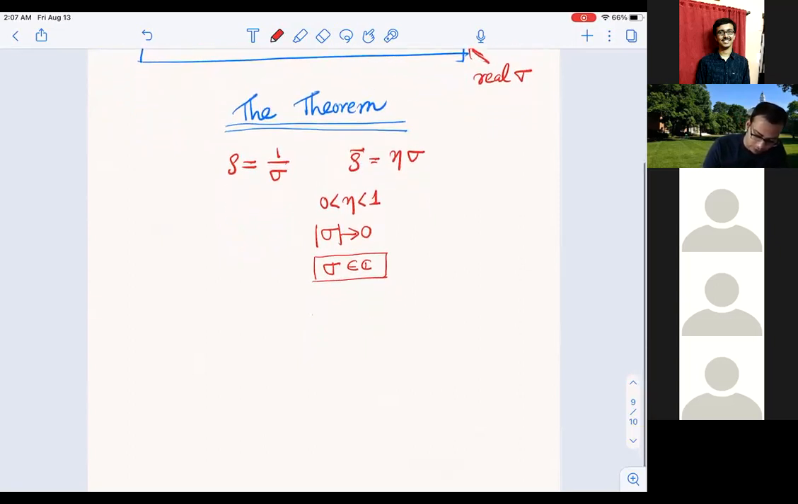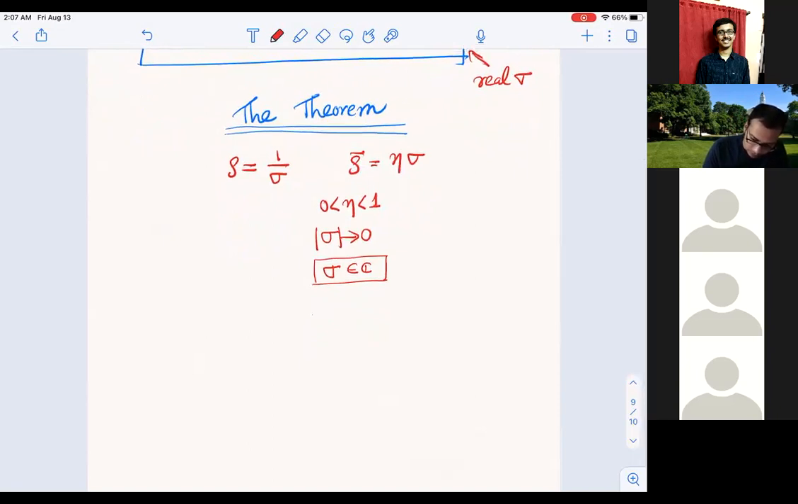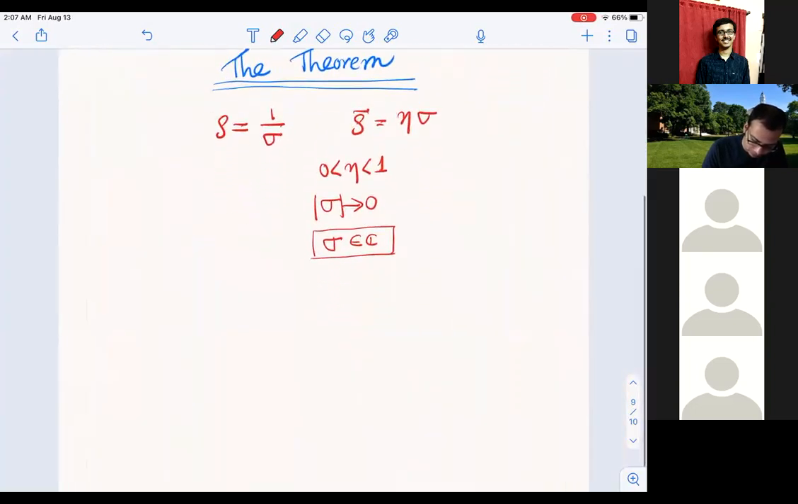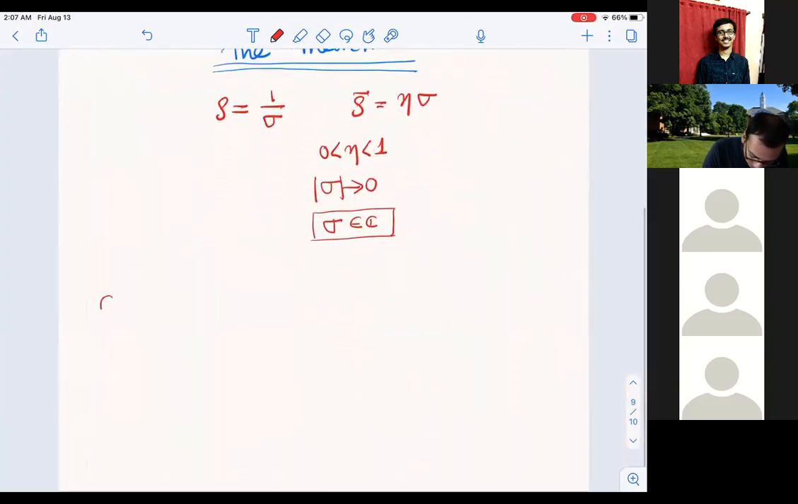Now, in terms of the sigma coordinate or sigma variable, again, I can derive the following thing. Sorry. The Regge correlator, or okay, now it's a function of eta and sigma.